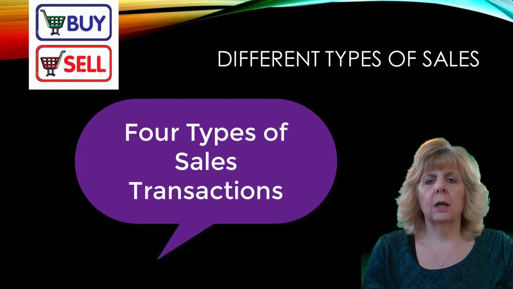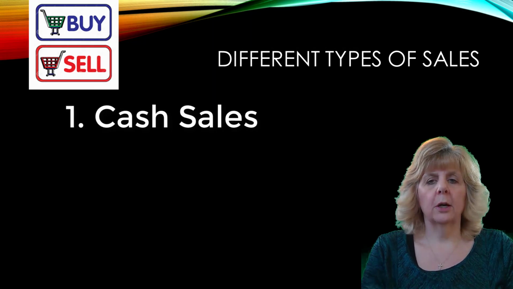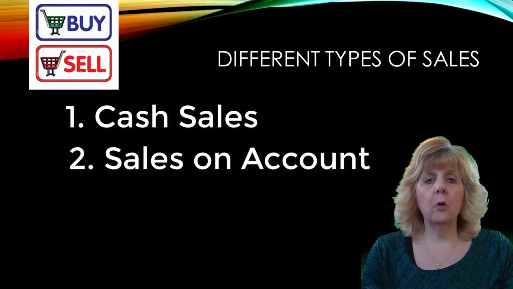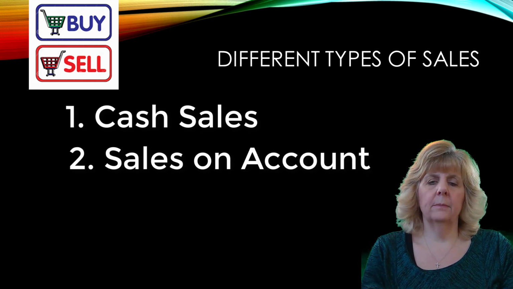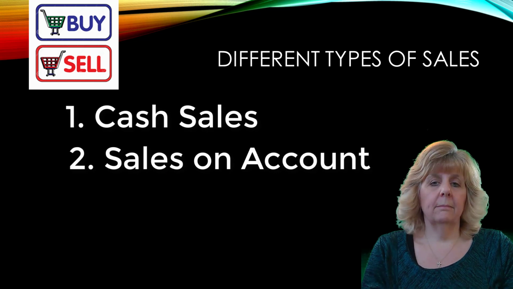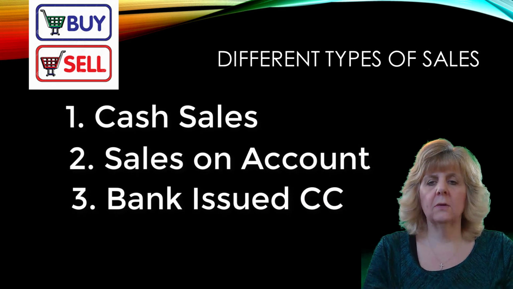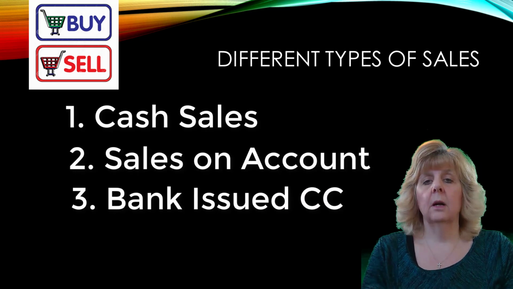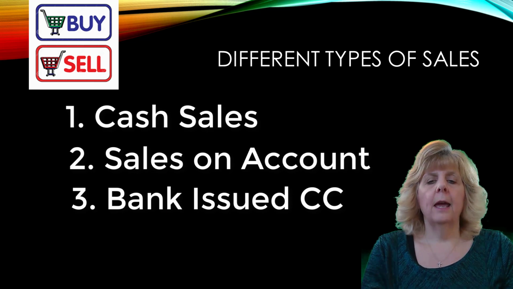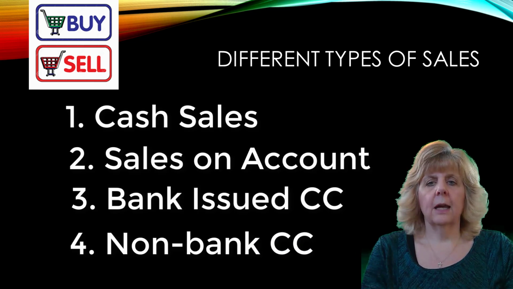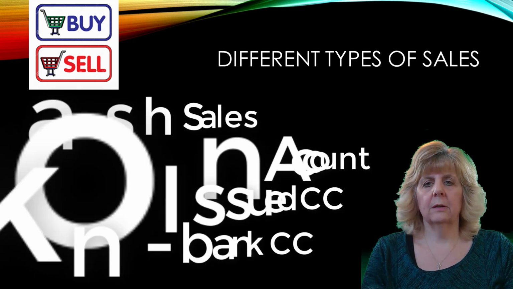So we will take a look at cash sales, where cash changes hands right at the cash register, a sale on open account, where the company has an open line of credit with the seller, or now more popular these days are credit card transactions using bank issued credit cards like Visa or MasterCard, and non-bank credit cards like American Express. Let's take a look at each one of these different types of sales transactions.